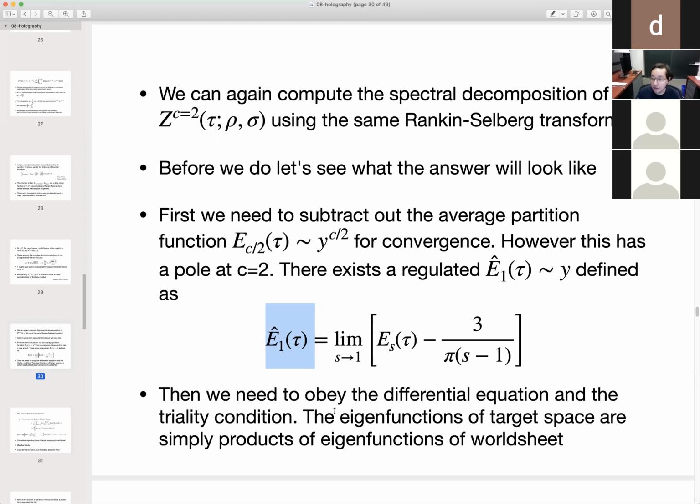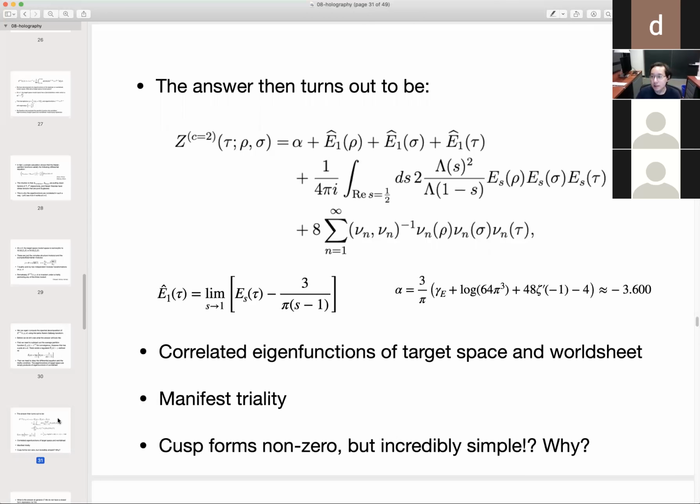Now, the eigenfunctions of the target space are very simple to state because the target space Laplacian is just 2 copies of the same Laplacian of the worldsheet space. So therefore, the eigenfunctions are just products of eigenfunctions of the worldsheet. So I'll just flash the answer now, and then we'll go through it a little bit slowly. So this is the final answer for the c equals 2 partition function as a function of the worldsheet parameter tau and the 2 target space parameters rho and sigma.